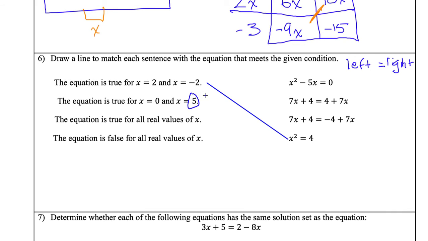Let's plug in 5. 5 squared is? Careful. 5 times 5? There you go, 25. And what about negative 5 times 5? Negative 25. On the left-hand side, I therefore have 25 minus 25, which is 0. 0 equals 0, which means that one matched up there.